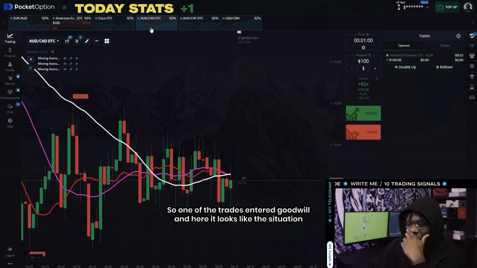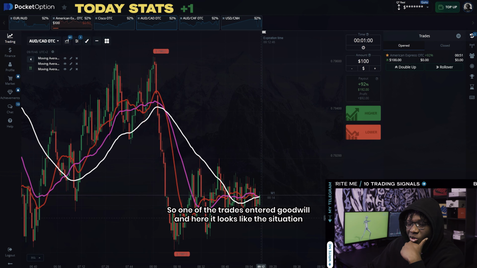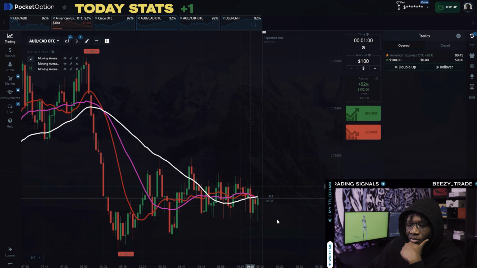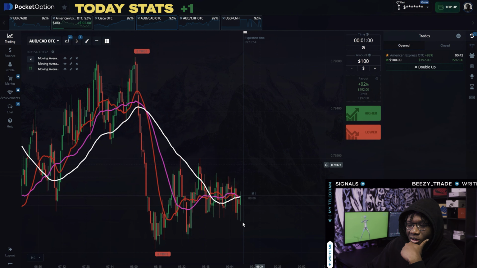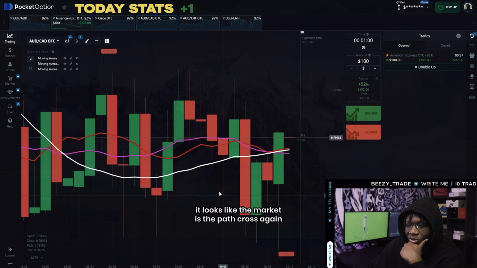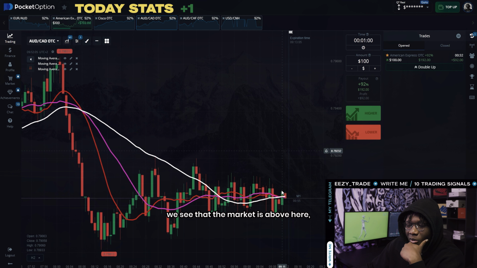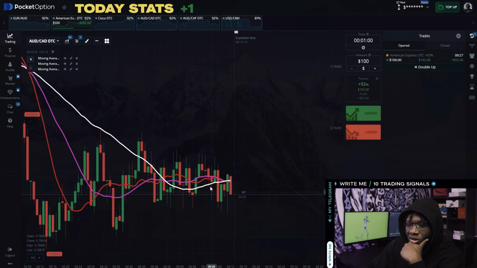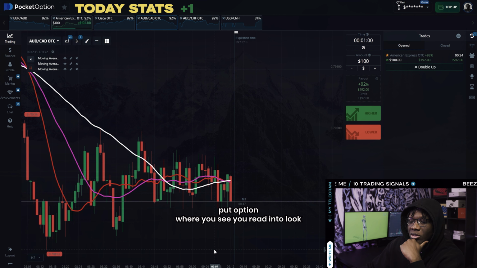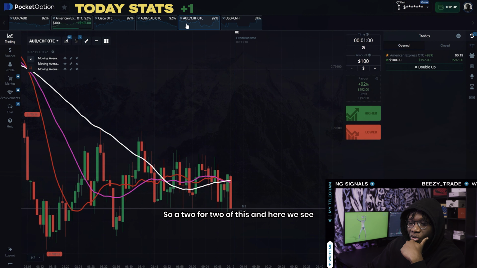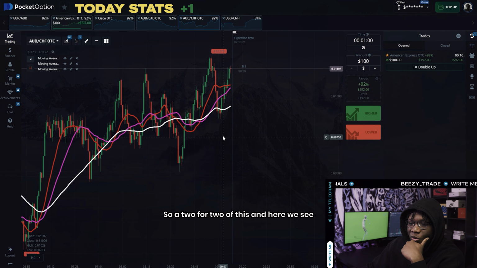So one of the trades has entered really well. And here it looks like a situation where we see the market cross the multiple averages, right? And we can see it right above them. It looks like the market is about to cross, or it just crossed here. So we see the market is above the 50 EMA. If we had entered a little early, we'll try to see if we can top that. So we're 2 for 2 on this.